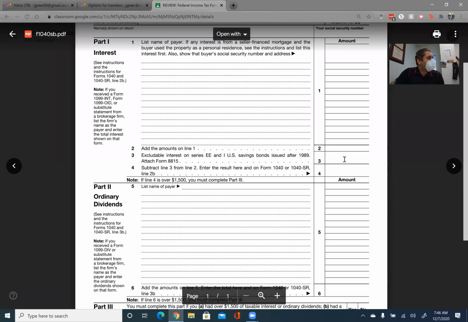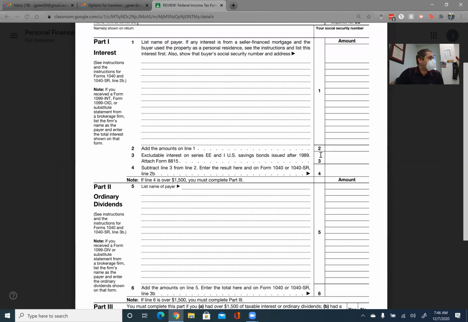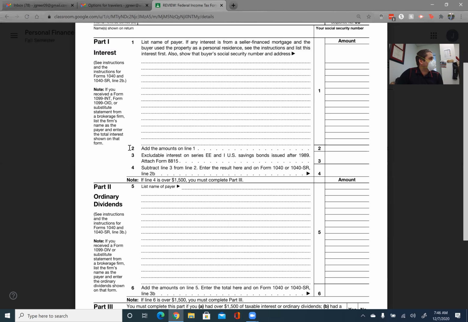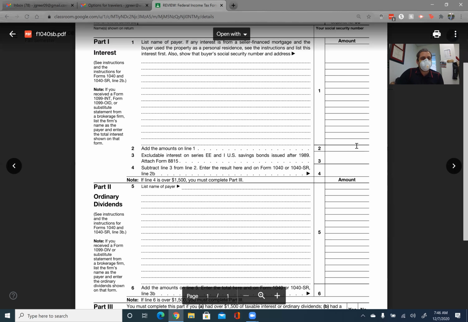And so you're going to total them up. So for each bank that you have, you would write down the bank's name on the lines and the amount of interest you got over in box 1. Then what do you do in line 1? What do you do in line 2, Leah? Line 2, part 1, line 2. Yeah, you just add them all up.